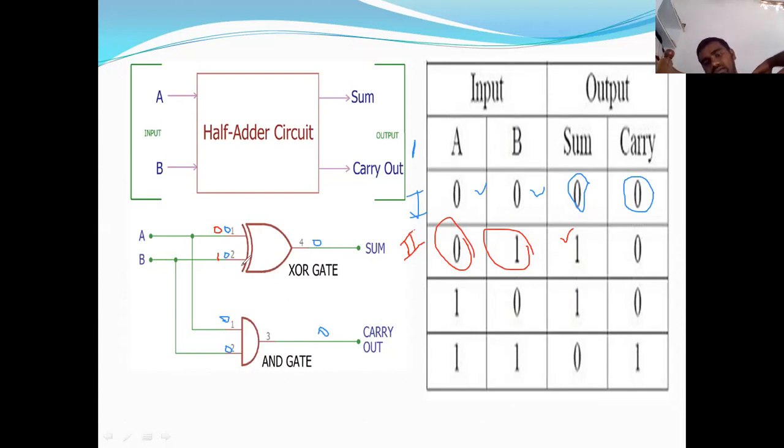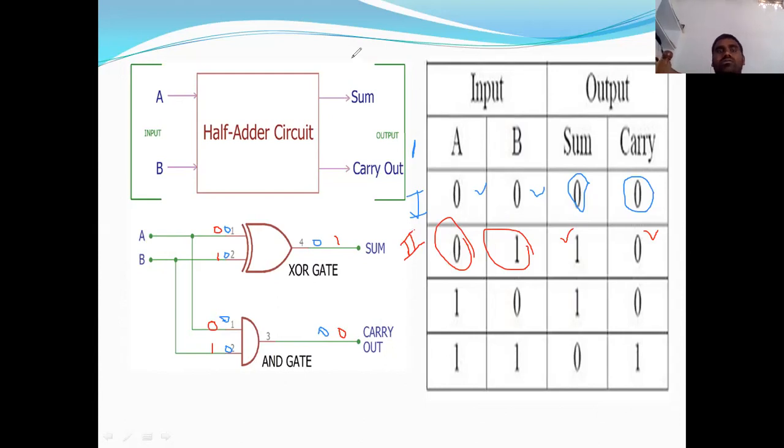And next coming to the carry. For the carry here we are giving the input, A is 0 and B is 1. For the AND gate, the logic is when both inputs are high, then only the output is high. Here one of the inputs is low, so that's why we are getting the output also low. So the sum is 1 and the carry is 0.